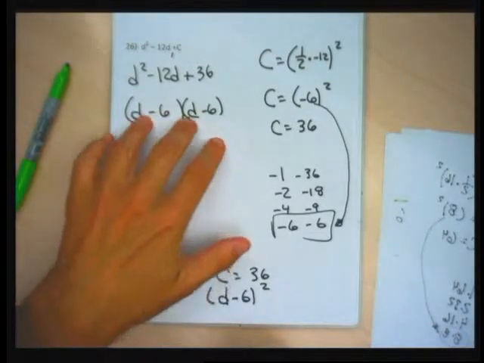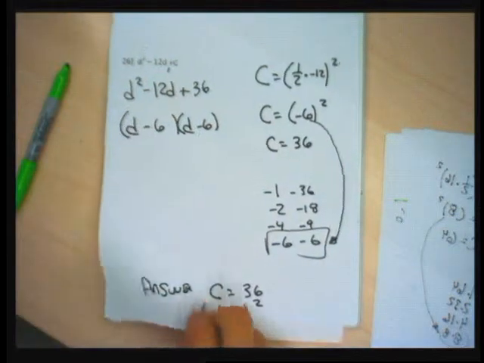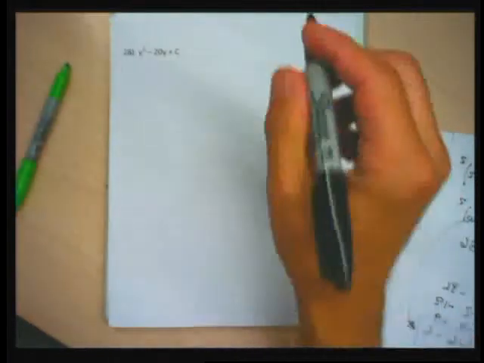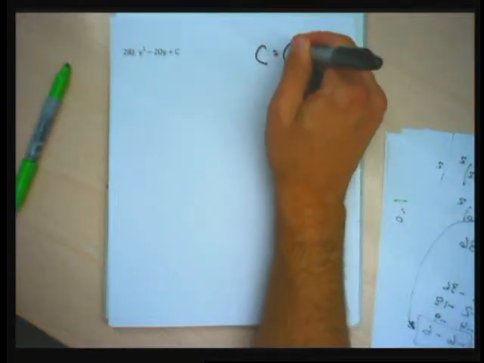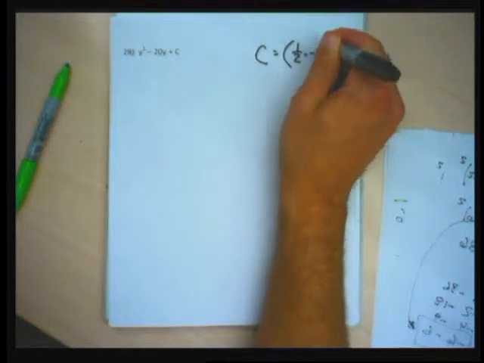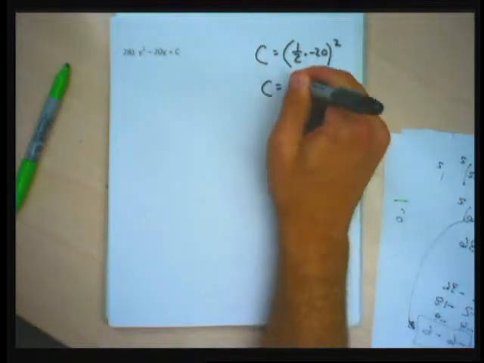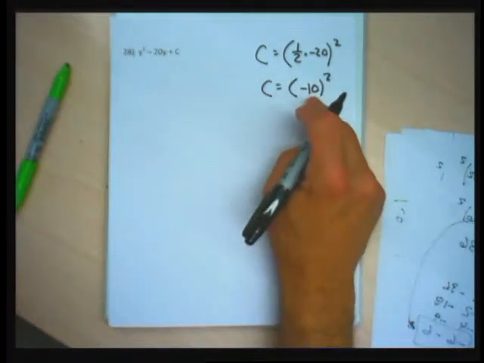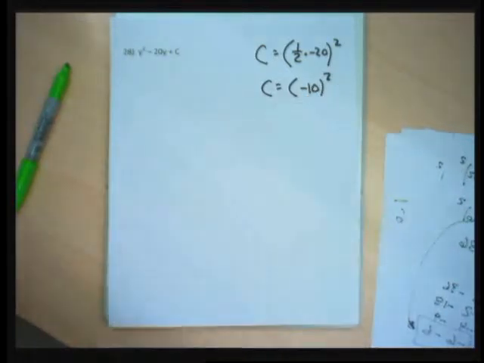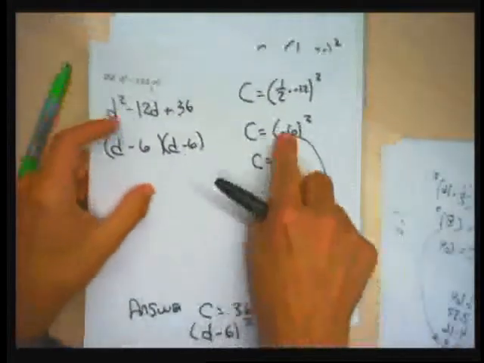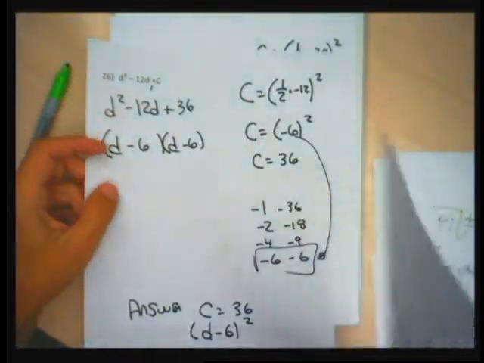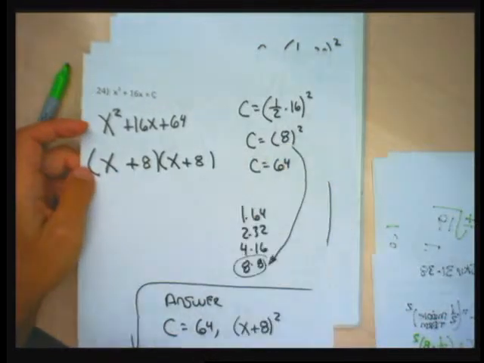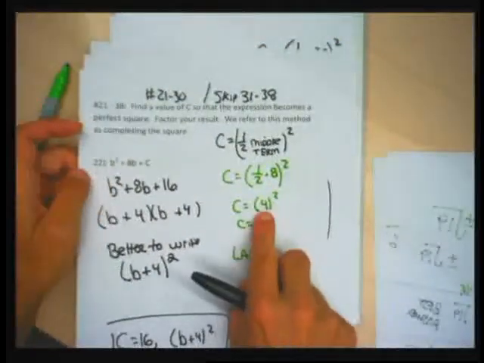If I wanted to, I could FOIL this back out to make sure I factored it right, but I'm not going to. 28, same problem. So c is half of negative 20, squared. Half of negative 20 is negative 10. Immediately, this is a number that's going to go in my factoring. That's the number that's going to go in each parentheses. Each parentheses is going to have a minus 10, just like in the last problem, each parentheses had a minus 6. Two problems ago, each parentheses had a plus 8. And the first problem in this grouping, each parentheses had a plus 4.